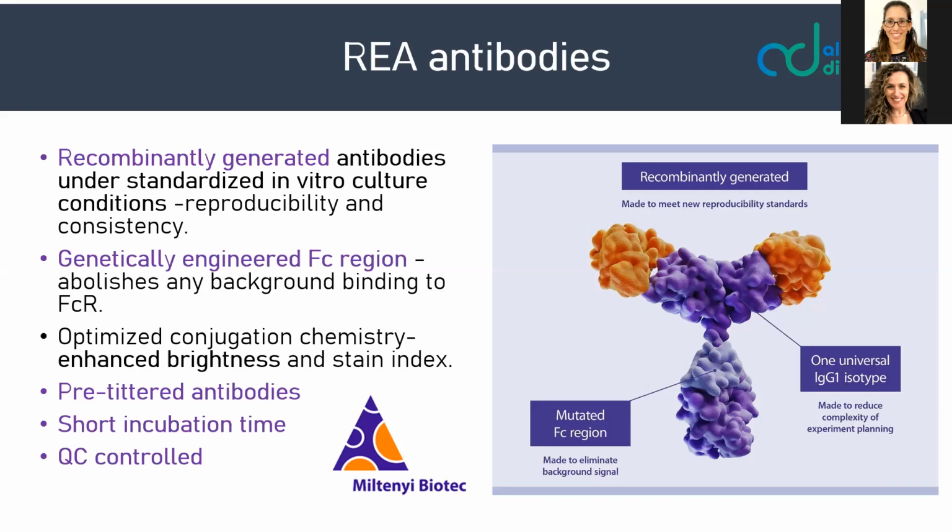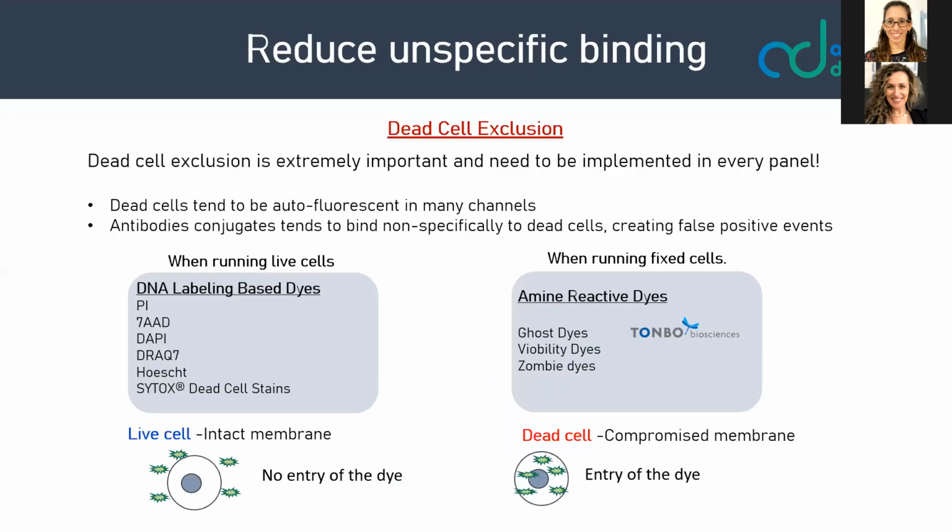So the next step that needs to be done is we have to think about the dead cells, because we need to gate out the dead cells, and dead cell exclusion is extremely important, and it needs to be done in every antibody panel. Actually, we call them ghosts. The dead cells are like ghosts.